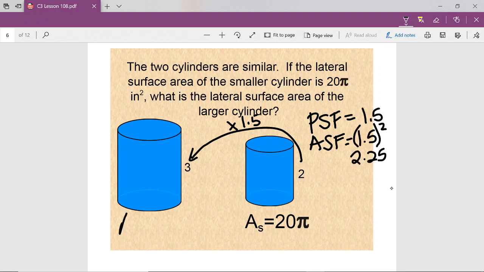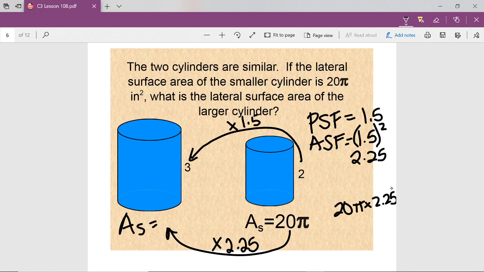So if I wanted to find the surface area of this other one, I would take 20 pi and multiply it by 2.25 in order to get there. And you can do that for yourself. 20 pi times 2.25 is going to give you your new lateral surface area. So you can go ahead, pause the video and try that for yourself. But that's what we're doing. We can kind of work backwards and use our scale factors to find more information.